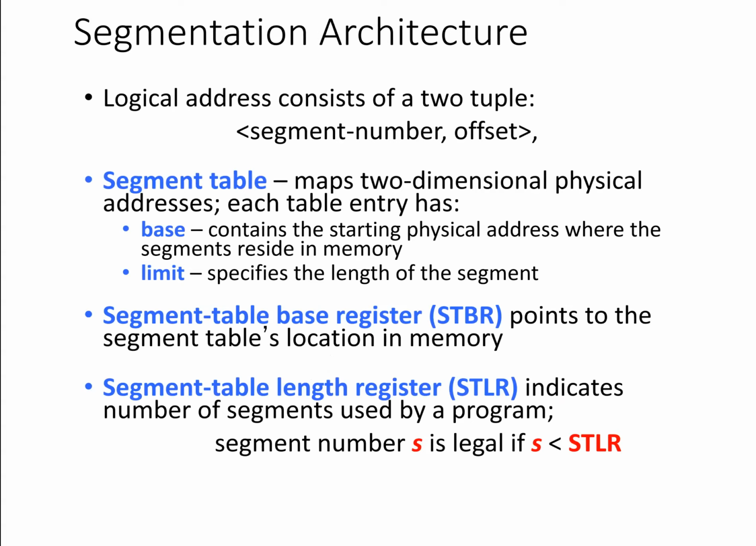So now, a logical address is a two-tuple: a segment number and an offset. We will also have a segment table, which maps two-dimensional addresses to physical addresses. Each entry has a base, where it starts in memory, and a limit, the length of the segment. A segment-table base register points to the segment table's location in memory. We have to store that as well. There's also a segment-table length register, which indicates the number of segments used by a program. A segment number s is legal if s is less than the segment-table length register.